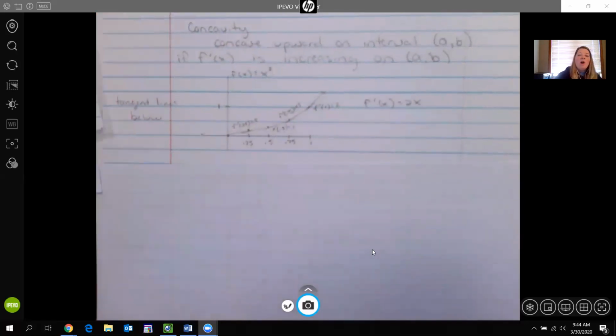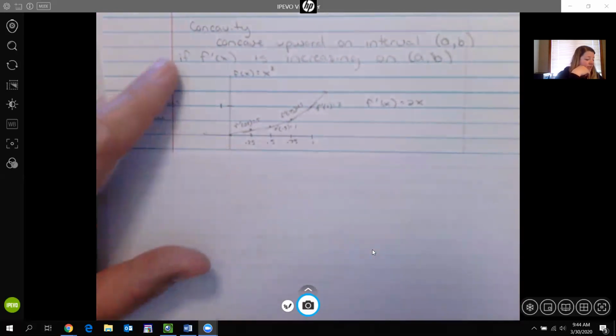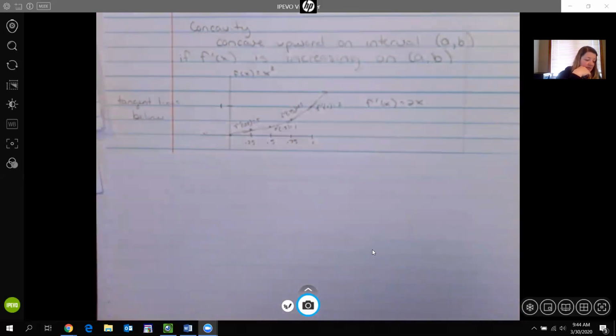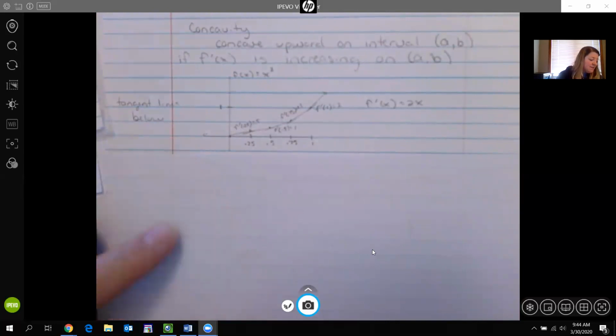We would say I am concave up on an interval from A to B, or 0 to 1, or whatever the interval is, if the derivative is increasing from A to B. The second derivative will be positive for us to be concave up. You'll note that the tangent line is below, so it'll look like this. Concave up just has a curve upward. It could be a full U upward, like I'm showing with my hands, or it could look like part of it concave up.